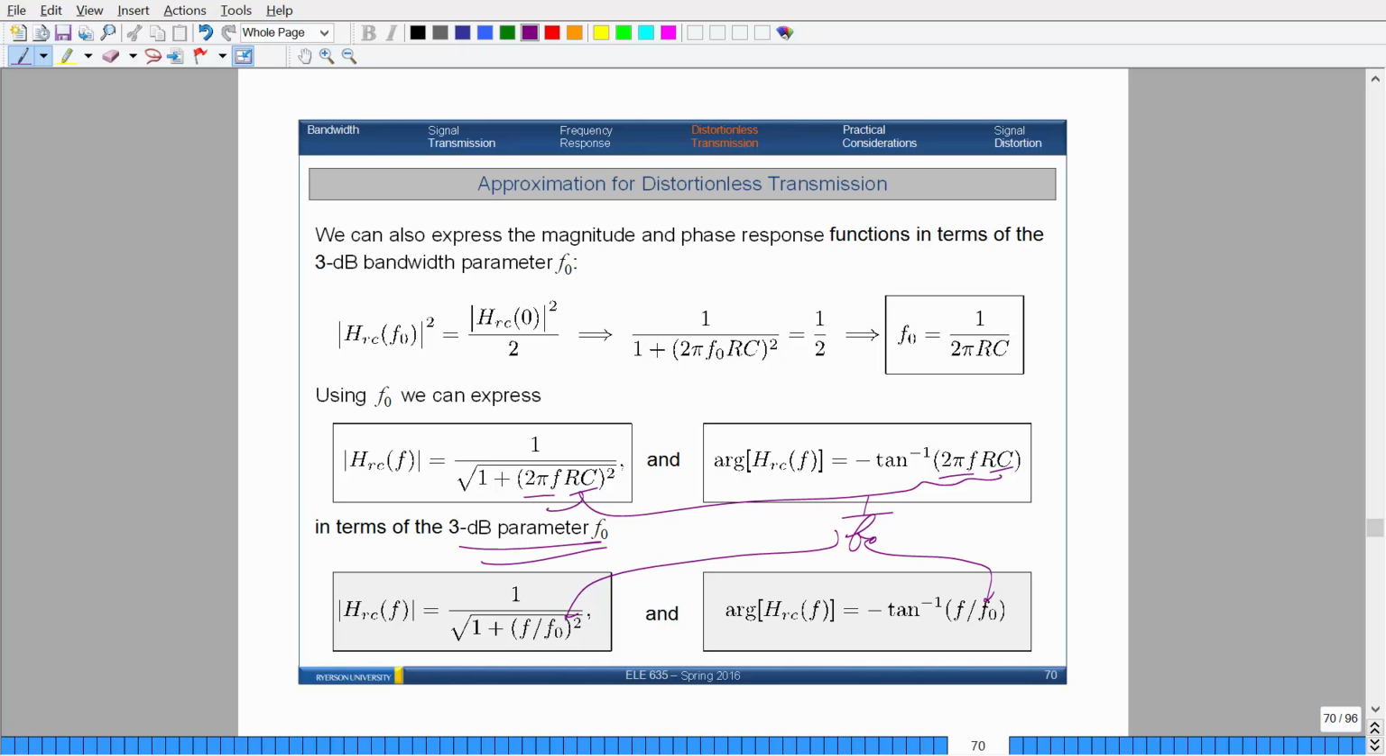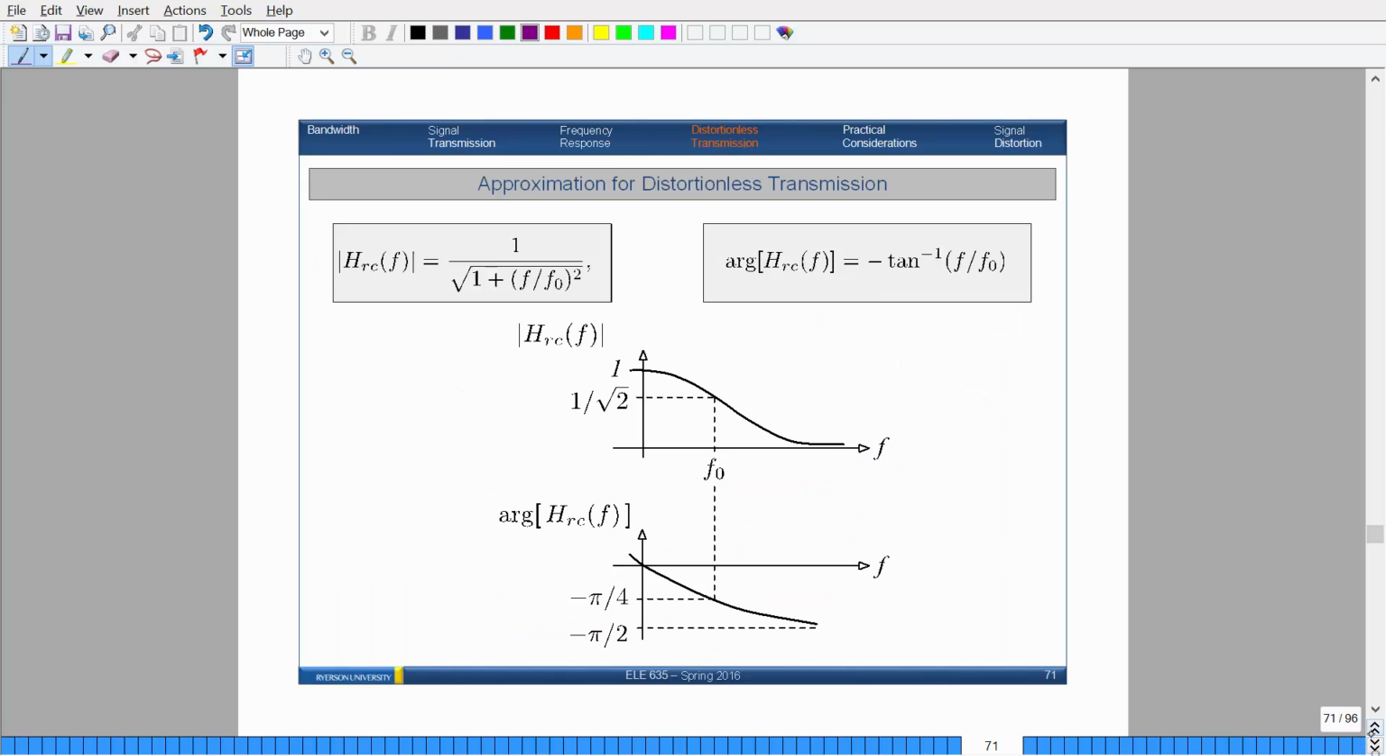If you have some 3 dB bandwidth parameter that you're using to determine the rest of the components or to assess performance, you can use this transfer function with respect to the 3 dB bandwidth so that you get the desired magnitude and phase that you want. Notice that 1 over f0 is 2 pi RC, and I just replace each of those with 1 over f0, and that's what you get. This is what it would look like in terms of the magnitude and phase.